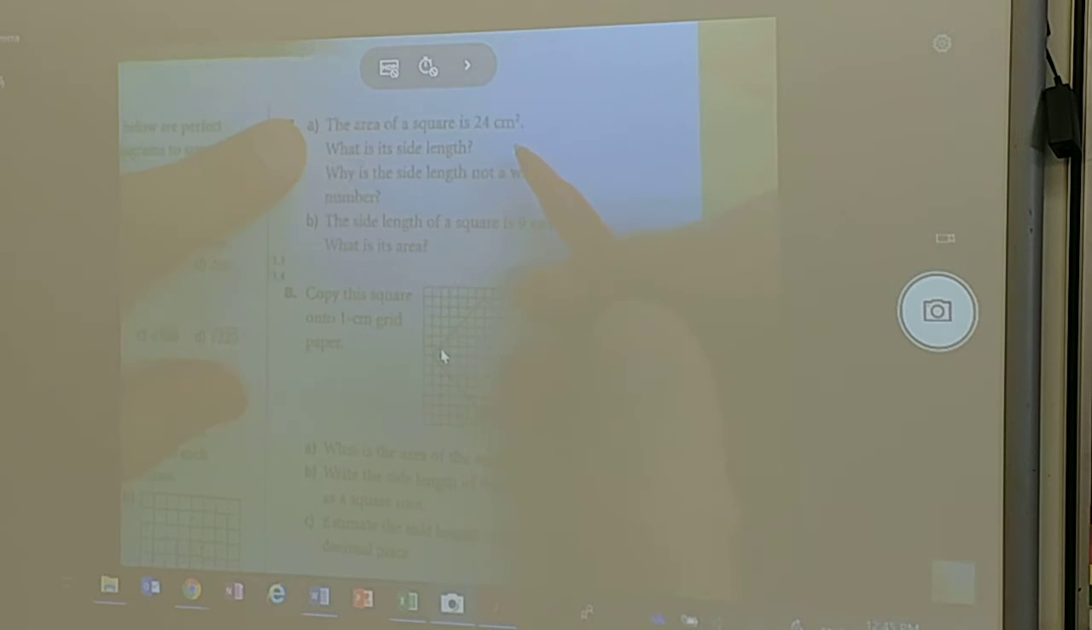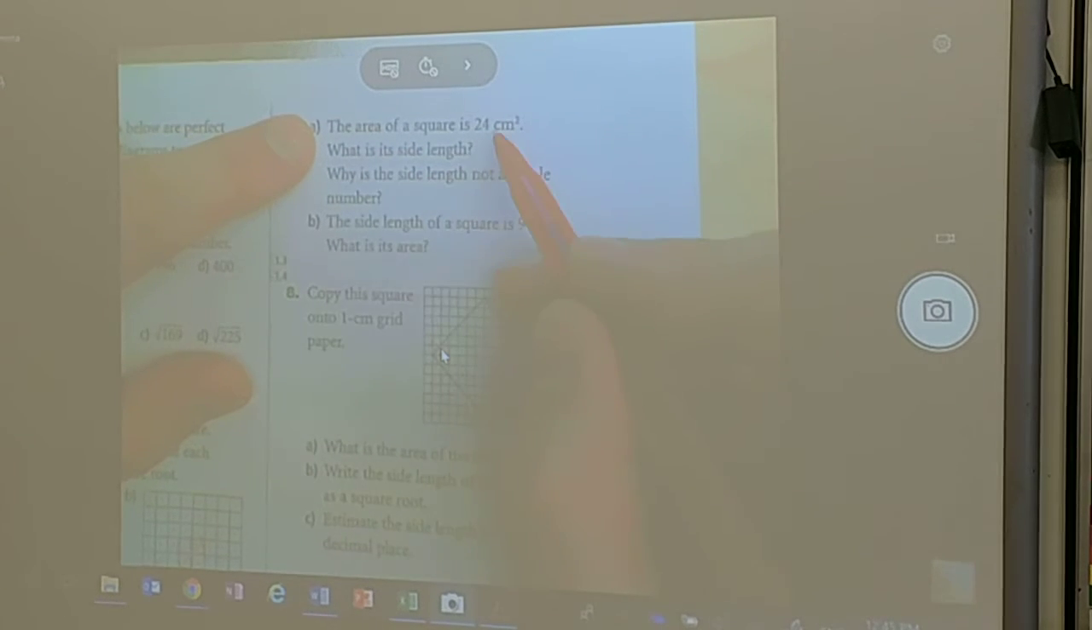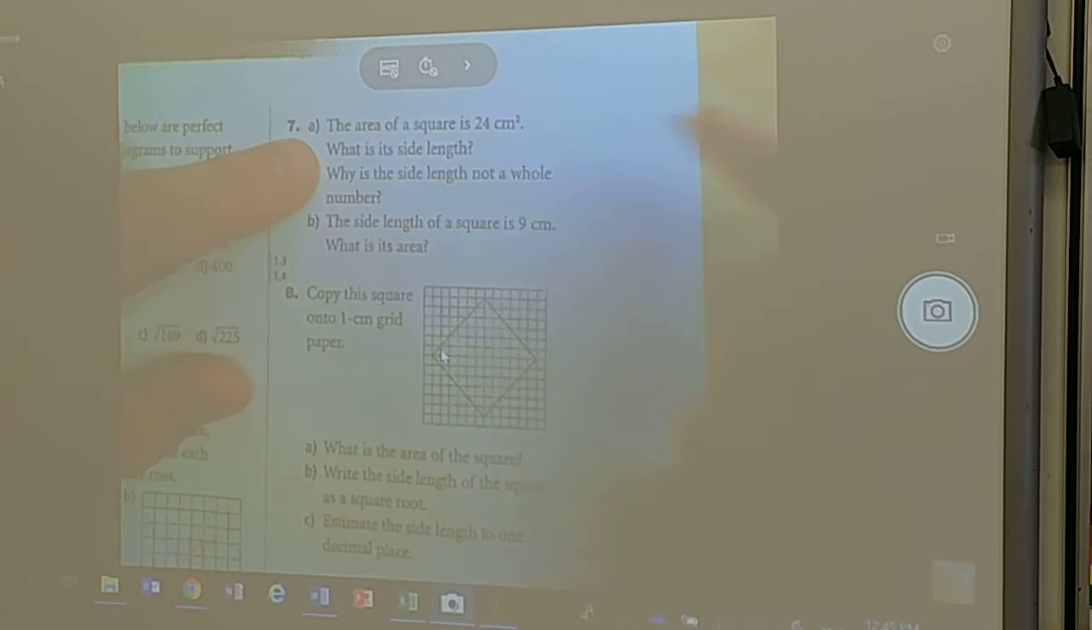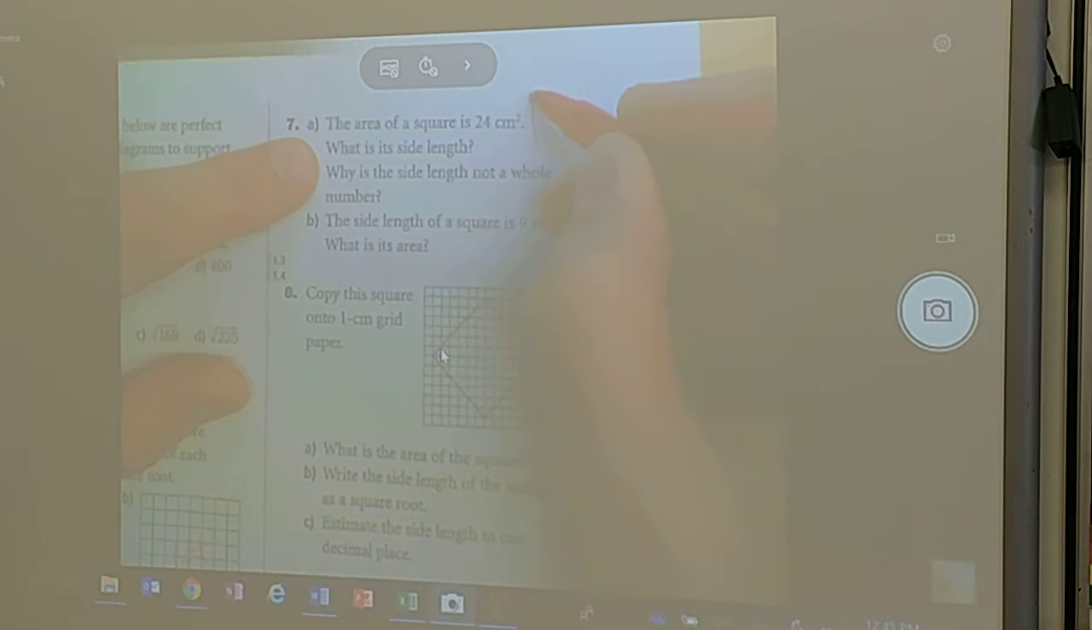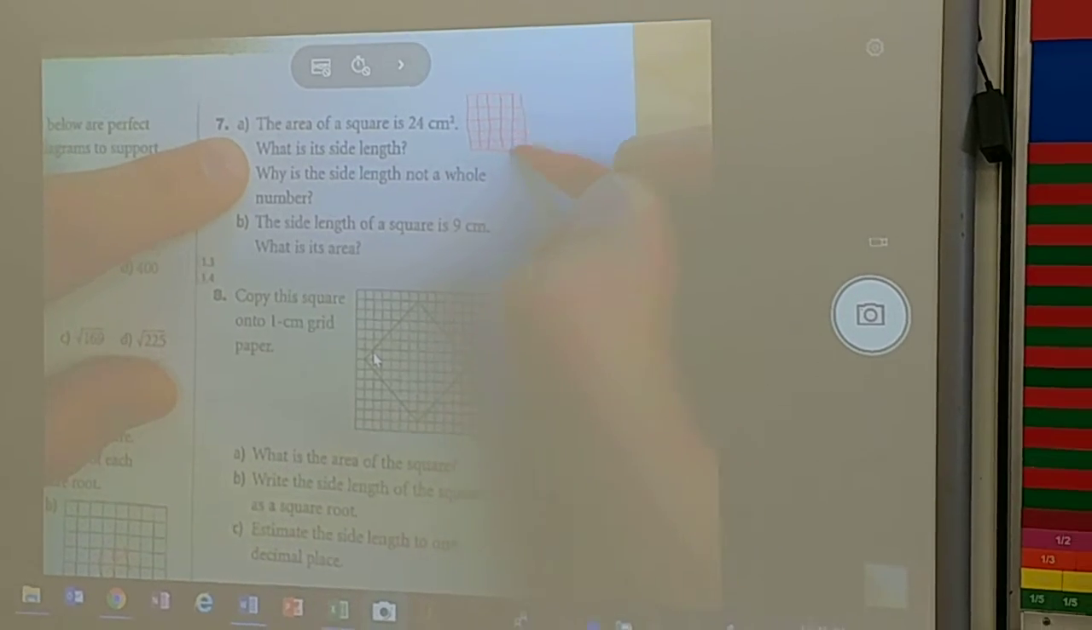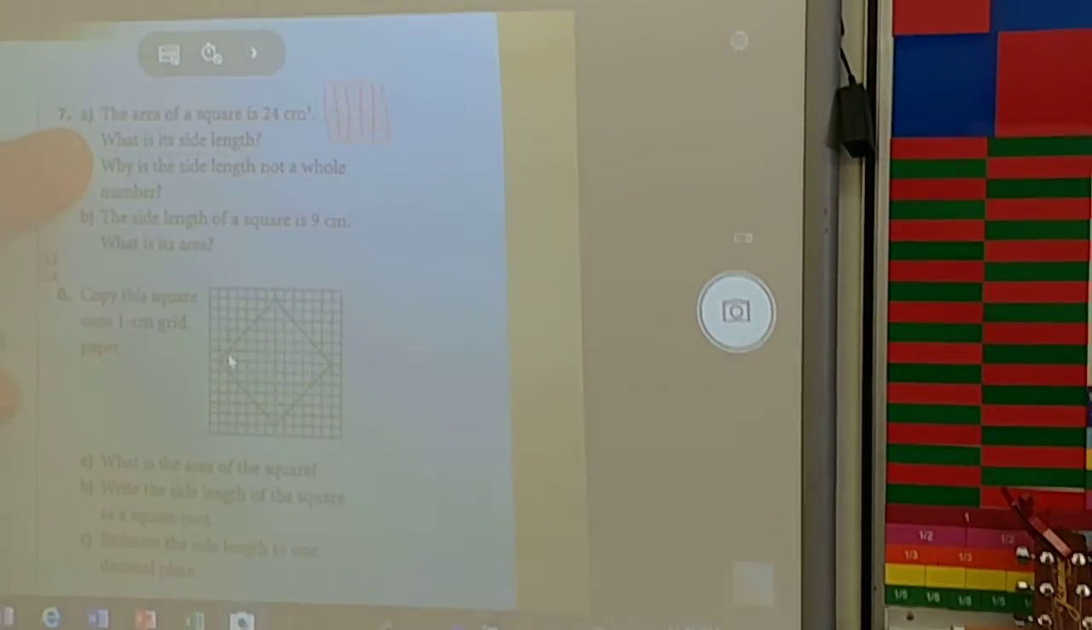Okay, the area of a square is 24 centimeters. What is its side length? Well, watch this. I'm going to make a square that has 5, 5. How many squares in a 5 by 5? 25.